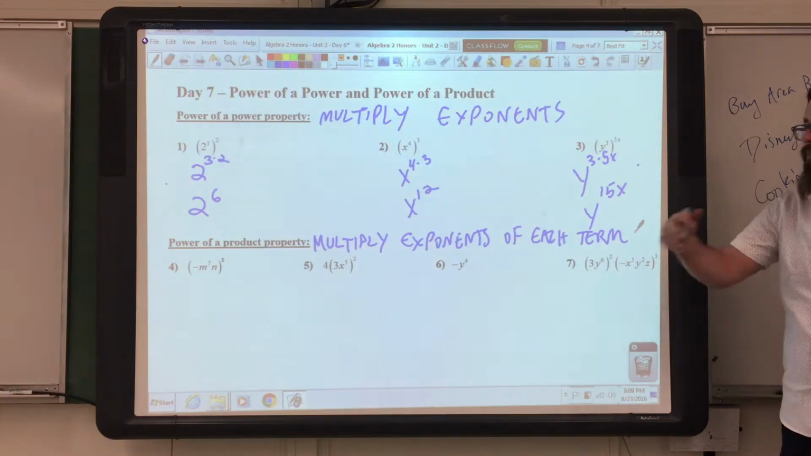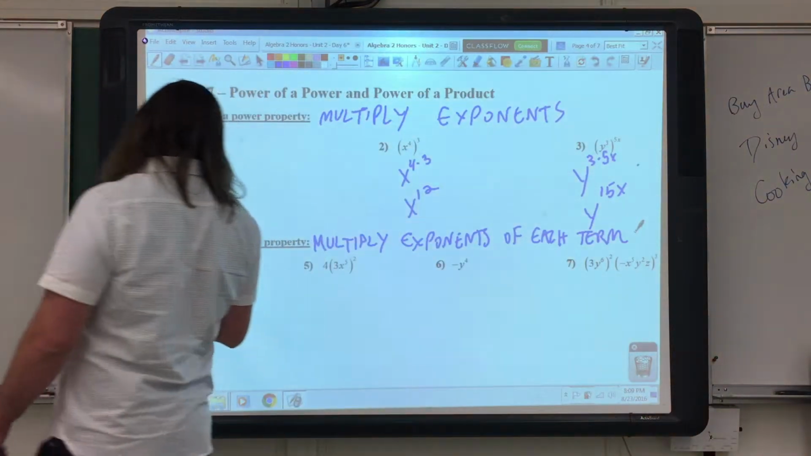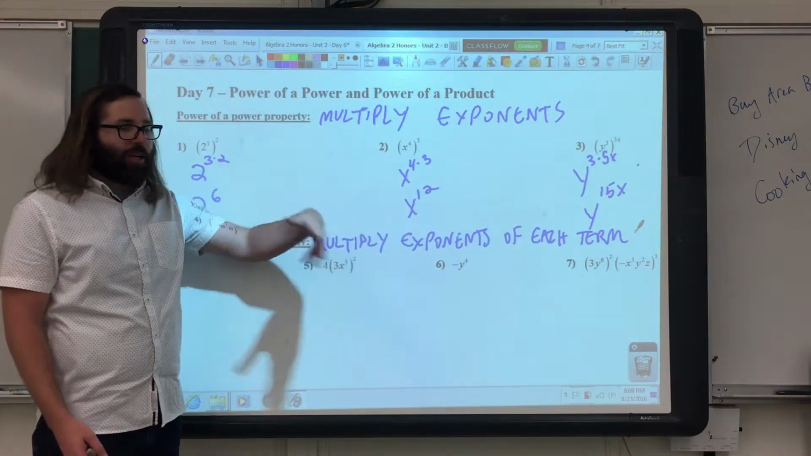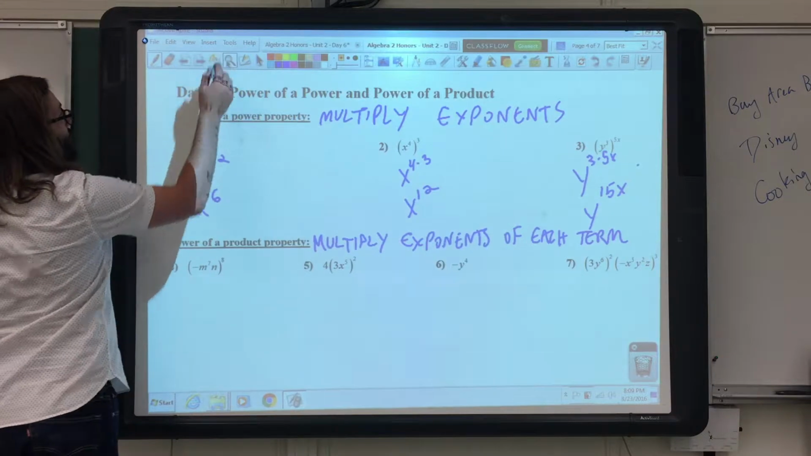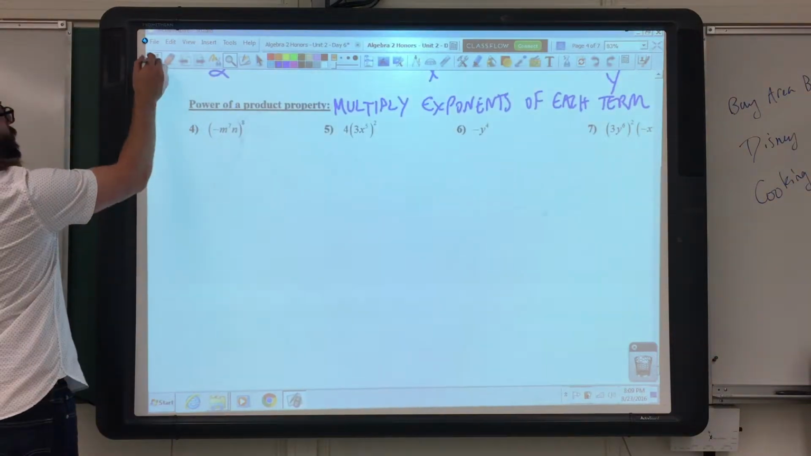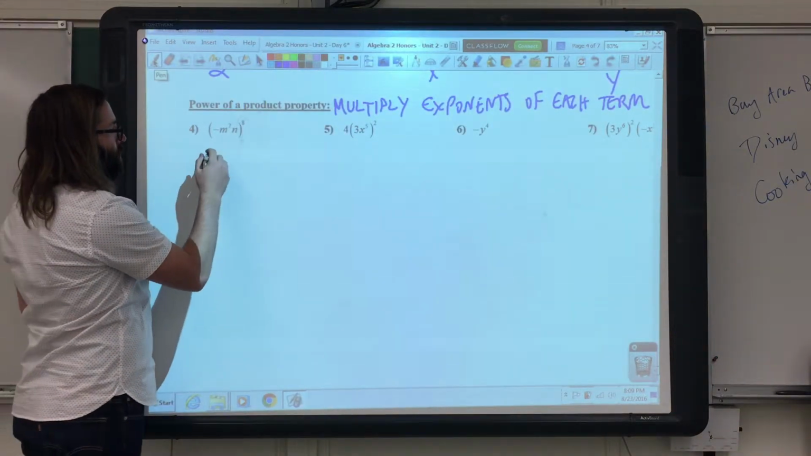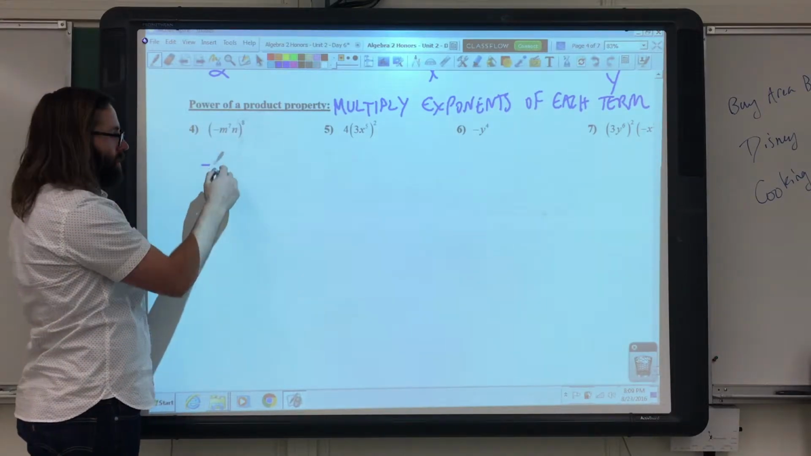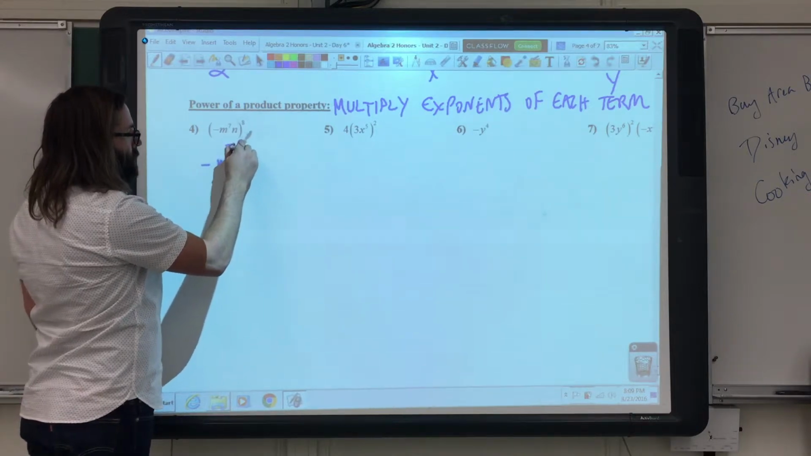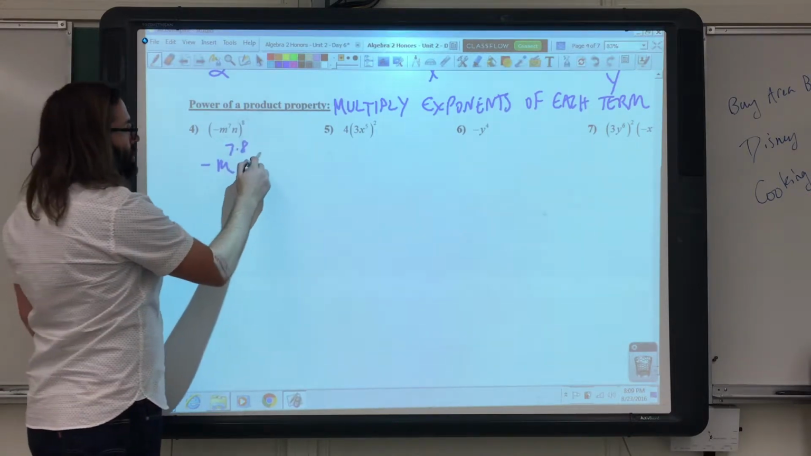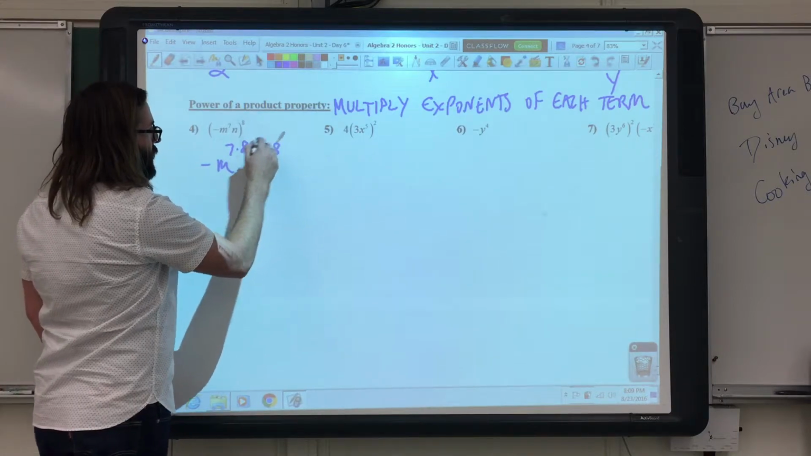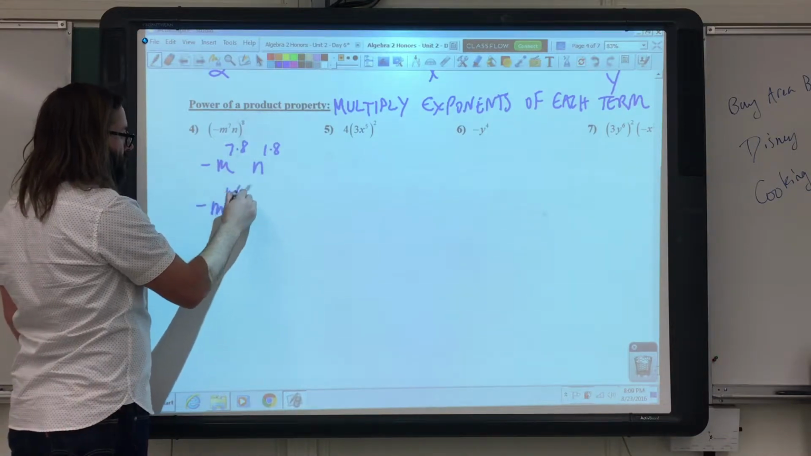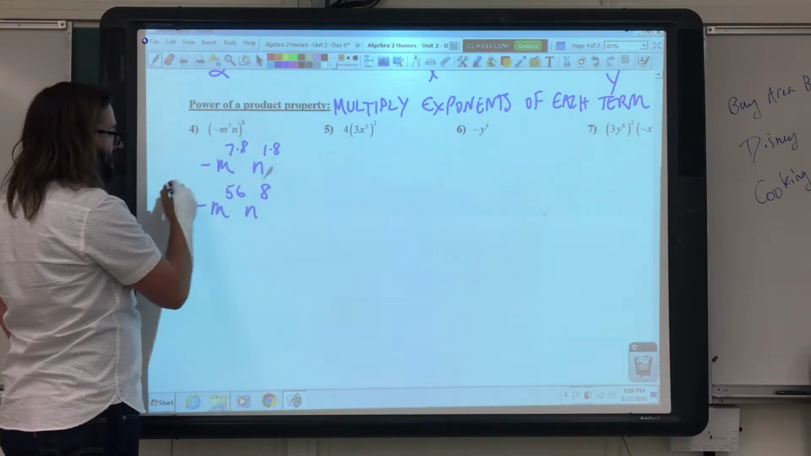Okay, so the power of a product. So inside these parentheses, we have products. So you just multiply the exponents of each term. So over here, our first term is going to be negative. Okay, this negative is not with the m. So it's negative m to the 7 times a power times n to the 1 times a power. Is really m to the 56, n to the 8.